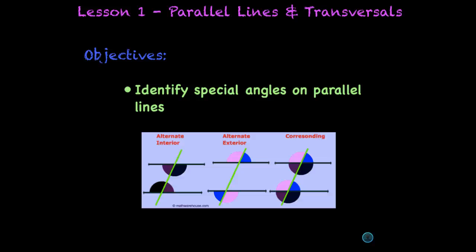Welcome to Lesson 1, Parallel Lines and Transversals. Our objectives today are to identify angles on parallel lines. These are some of the special angles we'll be looking at: alternate interior, alternate exterior, and corresponding. We also are going to be looking at vertical angles and supplemental angles, but you've studied some of those. We'll use those, though, to help us prove that these types of angles are all congruent.